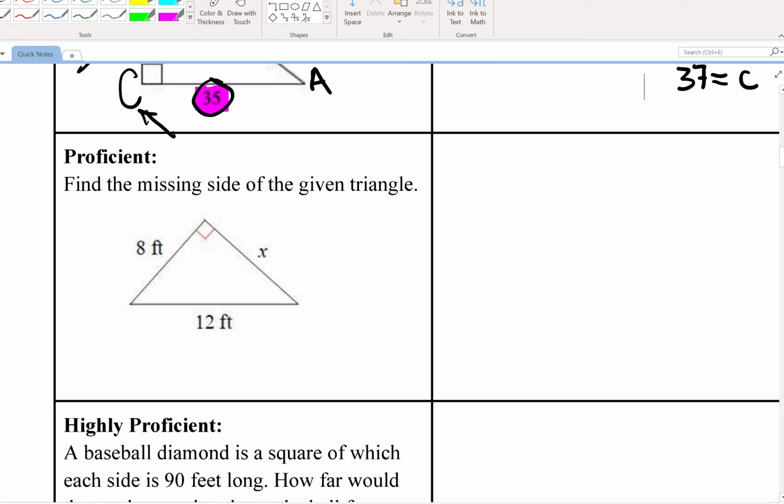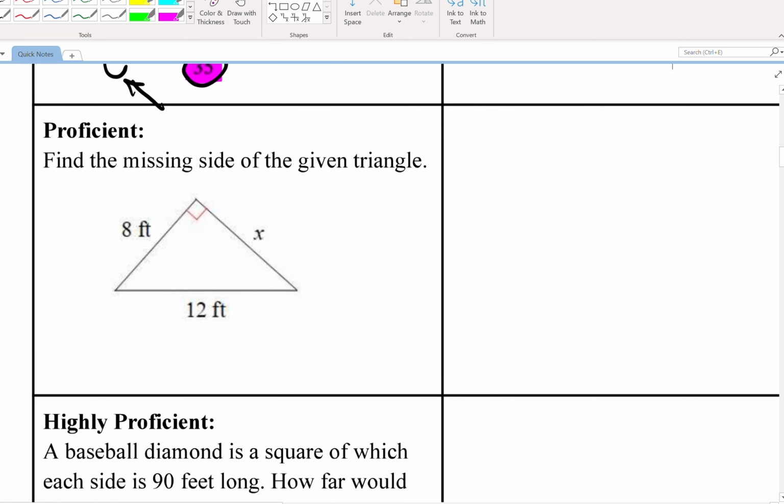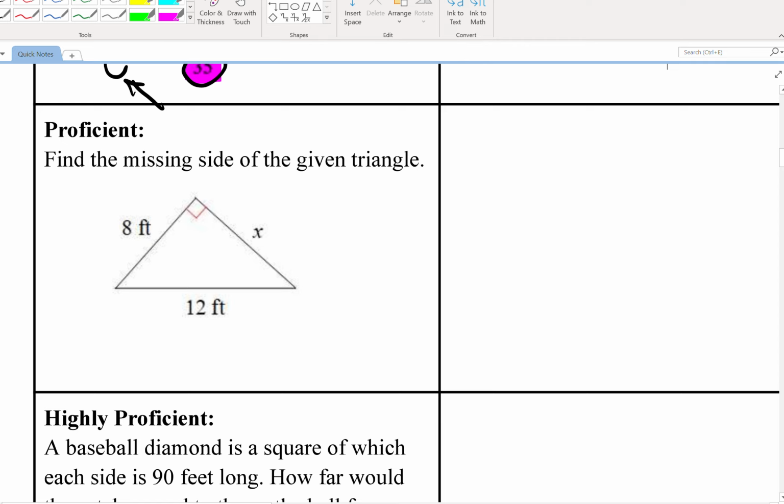This video is on the Pythagorean theorem. This is at the proficient level. We're asked to find the missing side of the given triangle. And we've got a right triangle, and it is only on right triangles that you can use the Pythagorean theorem. We know this is a right triangle because of this symbol here.